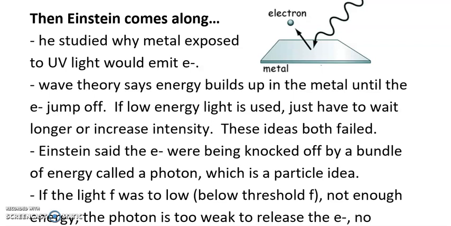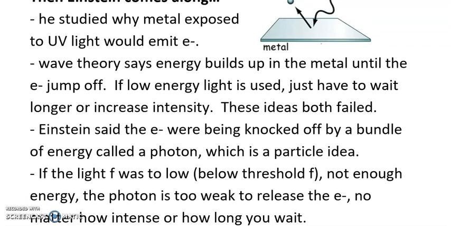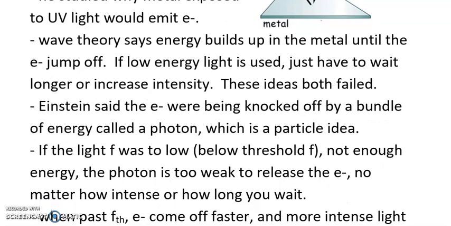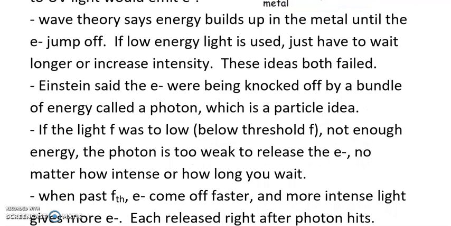So he said that if it's below this threshold frequency or threshold energy, the photon's too weak, nothing is going to happen. It doesn't matter how long you wait or how intense it is, it makes no difference. But if you reach this threshold frequency, if you reach this threshold energy, then something can happen. Okay? So if you go past that threshold frequency, electrons will actually start coming off faster. There's more energy and they come shooting off even faster. And the more intense the light is, you get more electrons.